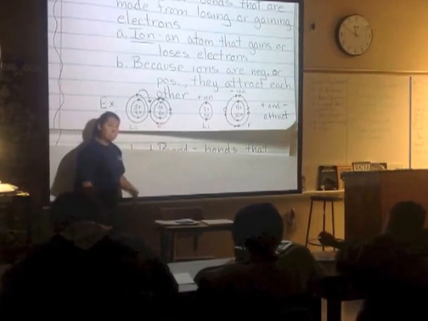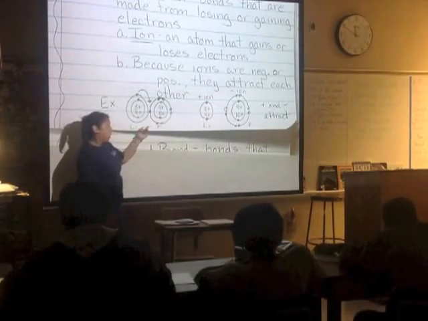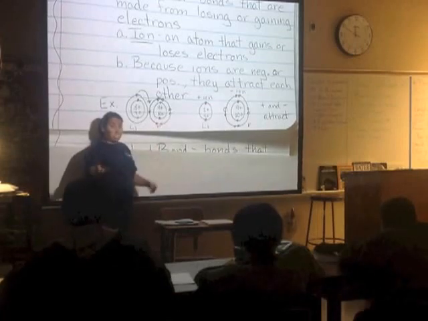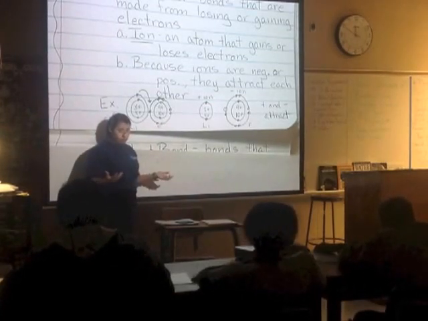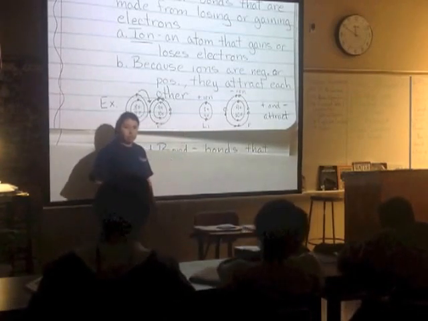This one has 7 on its last energy level. It has 7 valence electrons. Well, it could either lose 7 and be stable, or it could gain 1 and be stable. Well, wouldn't it be easier to gain 1 thing than lose 7?